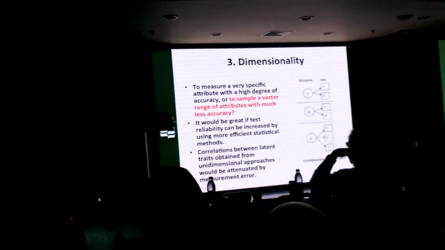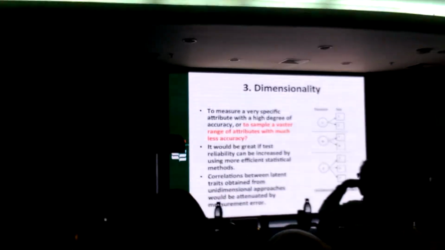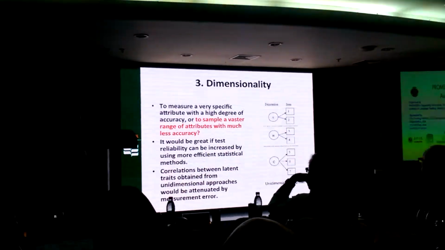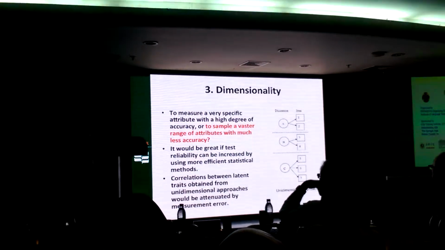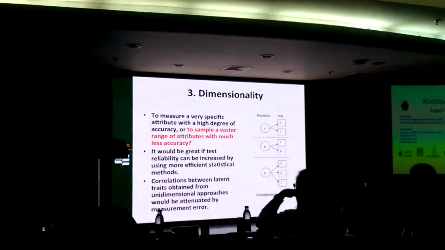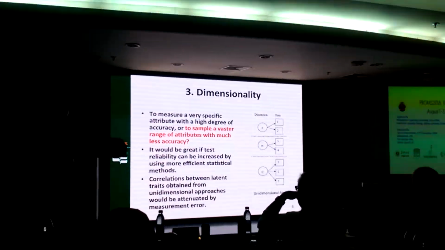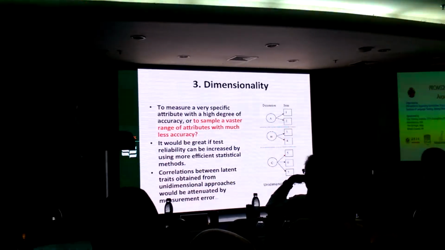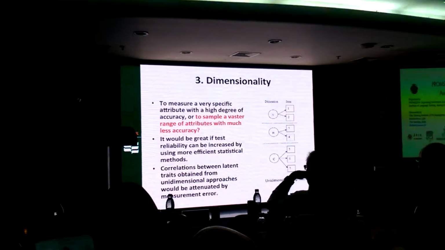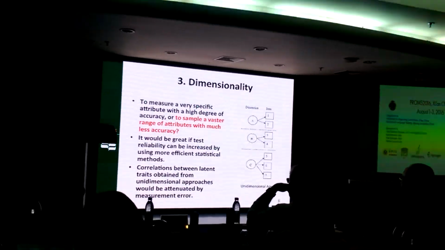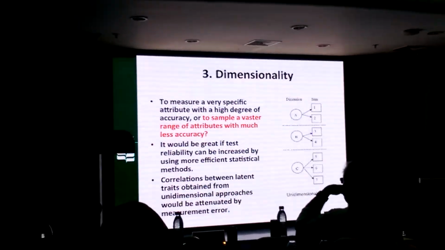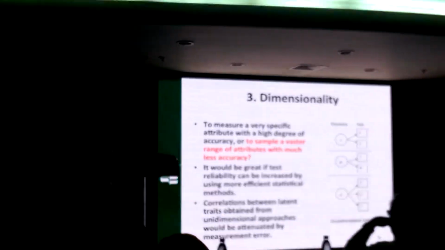Often we actually go with the second option, that is, we want to measure as many latent traits as we can, right? Then the consequence will be that each latent trait is only measured by a small set of items. That will cause accuracy problems or measurement error. So in that case, it will be great if test reliability can be increased by using more efficient models.